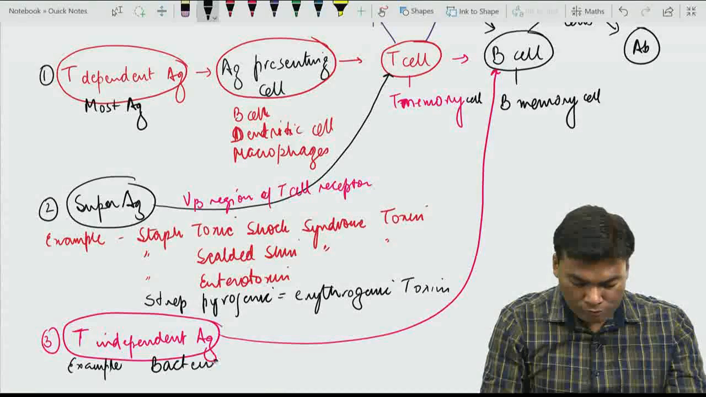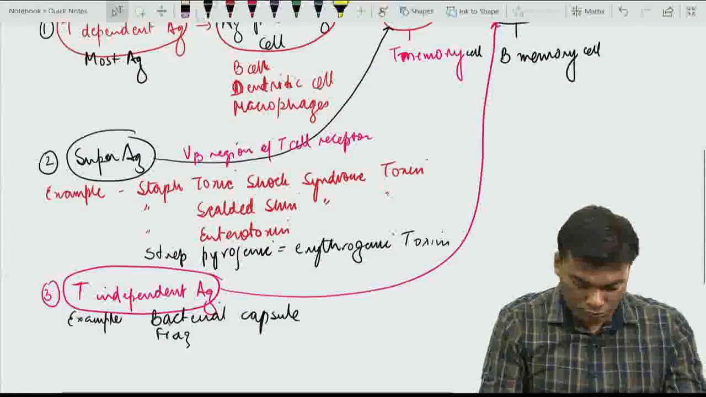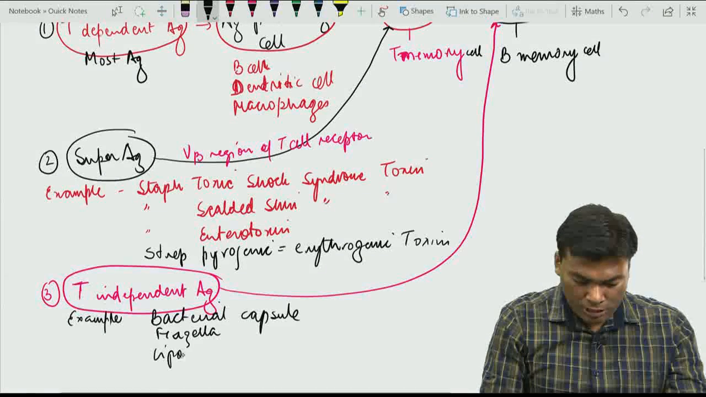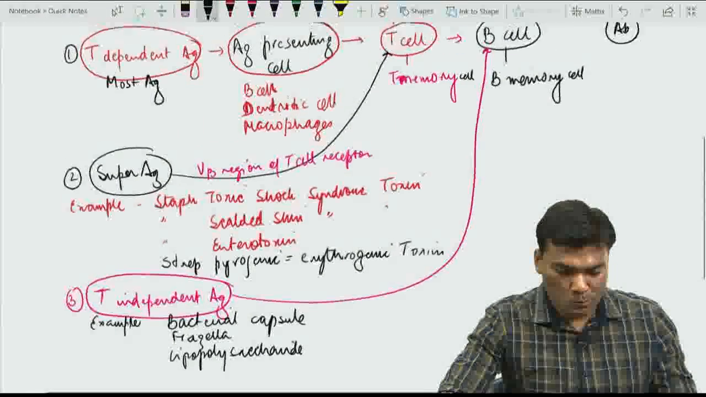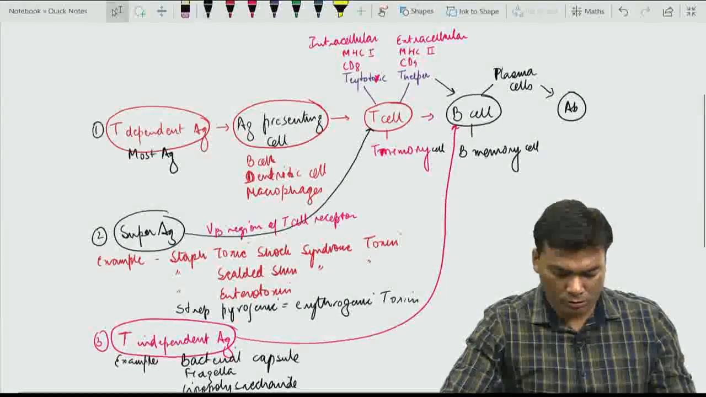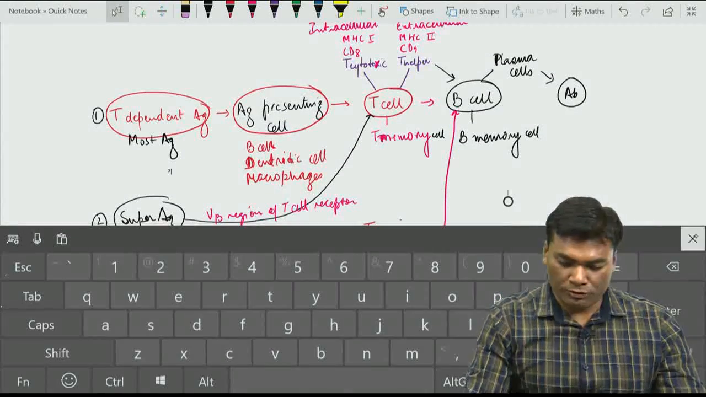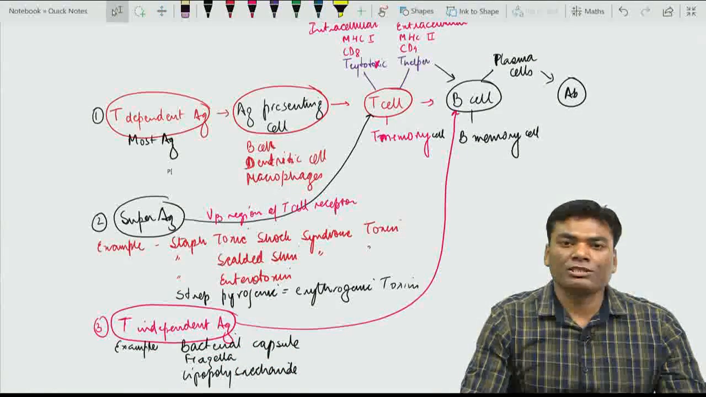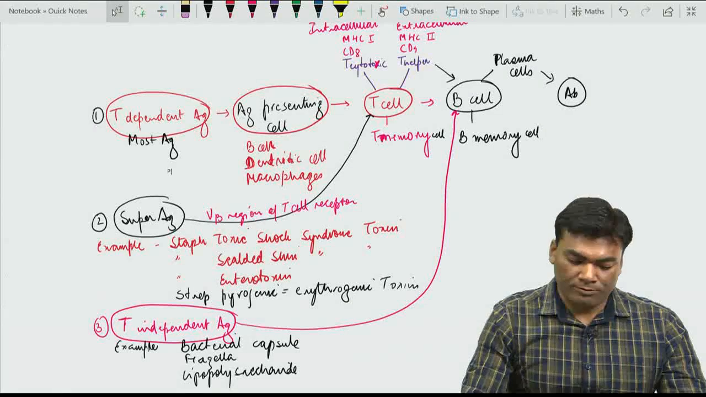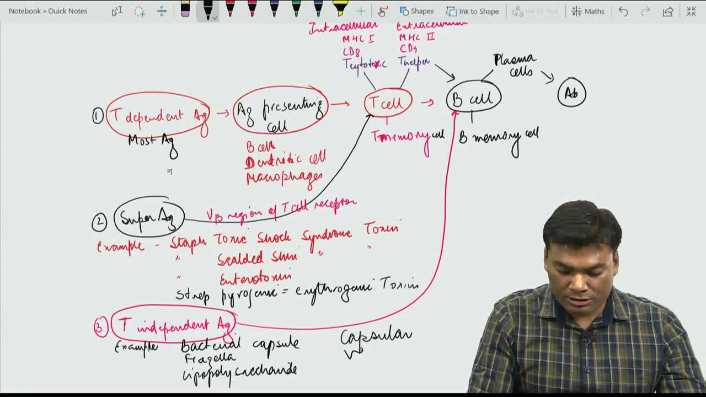Examples of this T independent antigen are bacterial capsule, flagella, and lipopolysaccharide. So what is the effect of this? Now once we know that this is there, the T independent antigens will not have a T memory cell. So because of that, once we have got the capsular vaccines, which are the capsular vaccines?